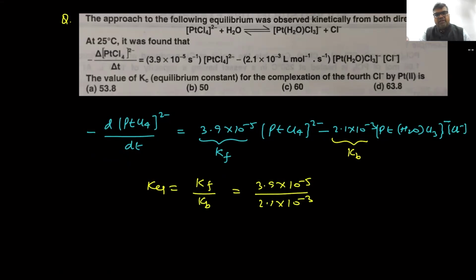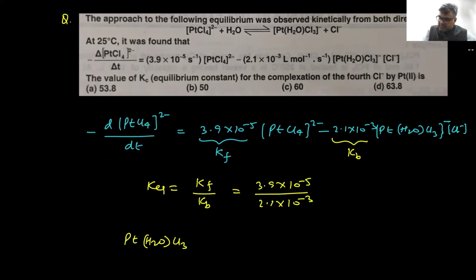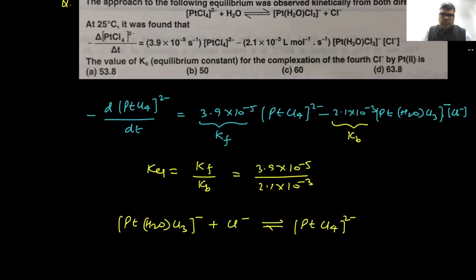In the question, it is given that you have to write Kc for the complexation of the 4th Cl- by Pt2+. Means if we have taken Pt2+ and already 3 Cl- have been introduced to that system, so Pt(H2O)Cl3 - is given, let us say. In this case, I have added the fourth Cl-, and then I have achieved this reaction to PtCl4 2-. That's the game of language there. It was a very easy question.